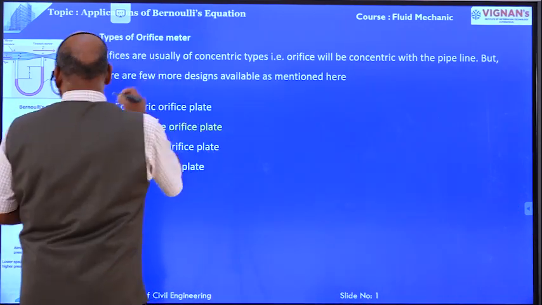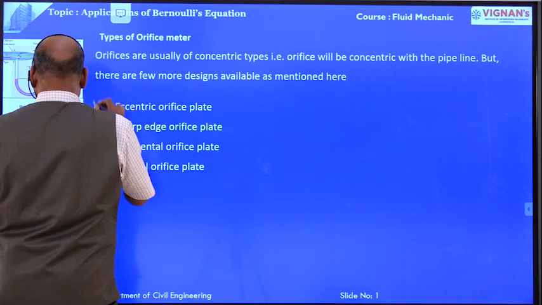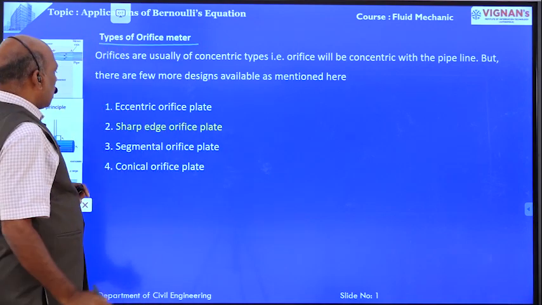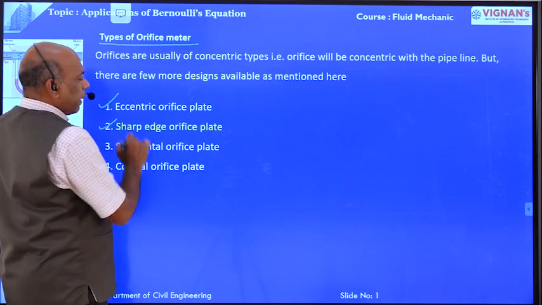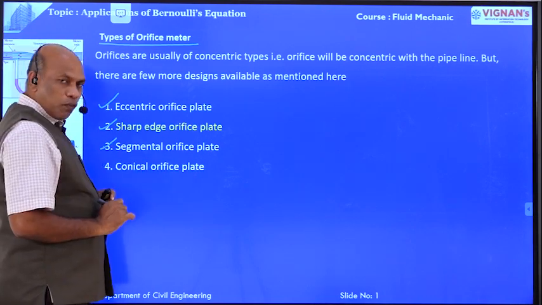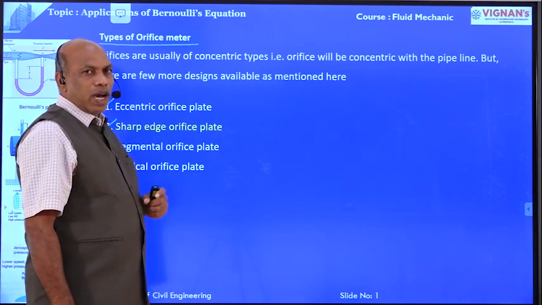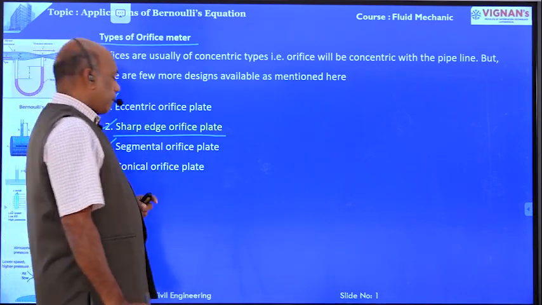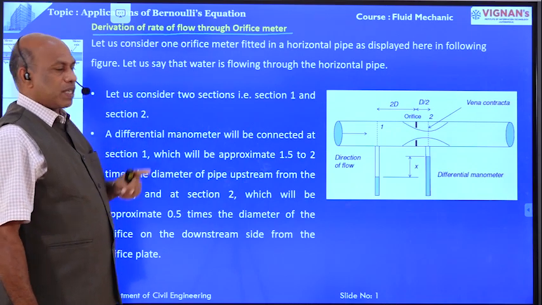Now, types of orifices. Orifices are basically classified as eccentric orifice plate, sharp edge orifice plate, segmental orifice plate, and conical orifice plate. Now we are going to discuss the sharp edge orifice plate. Derivation of rate of flow through the orifice meter.